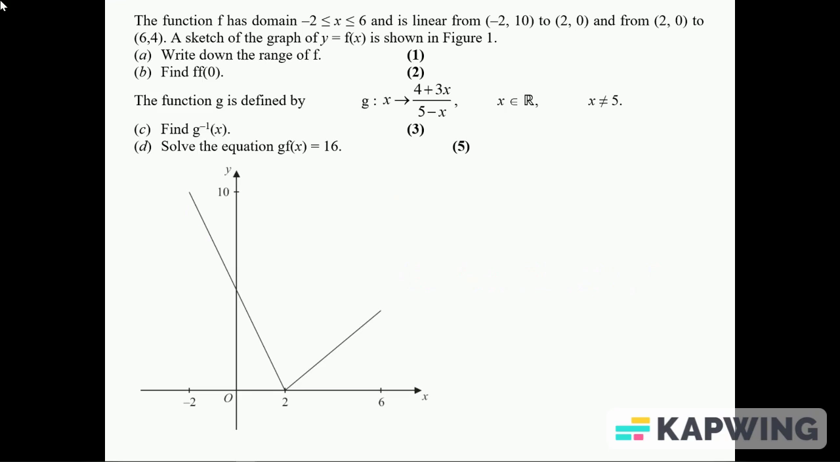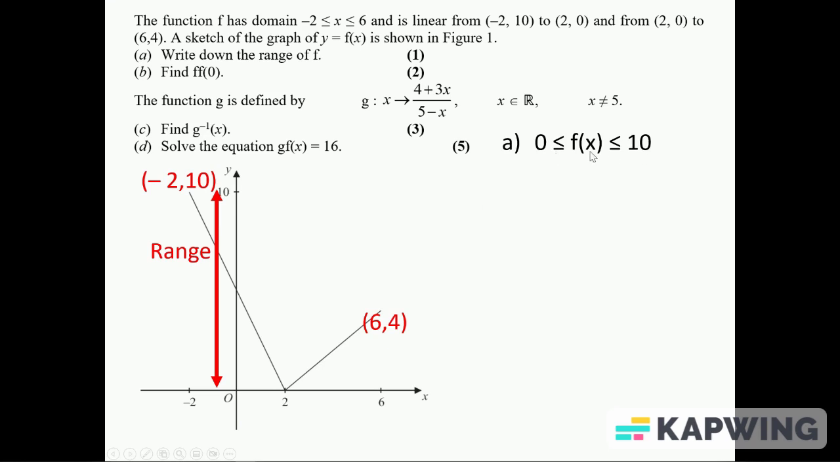Now it says it's got a domain of -2 to 6, so those are the x values here. Linear from (-2, 10) to (2, 0), and from (2, 0) to (6, 4). We want the range of f, so it goes from 0 up to 10. So the range of f, we write like this: f of x is less than or equal to 10 and greater than or equal to 0.